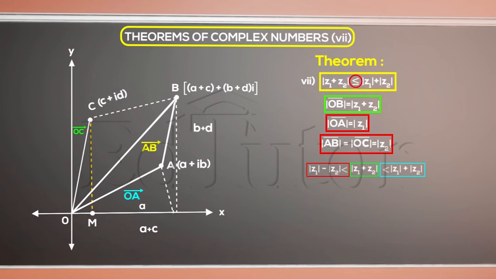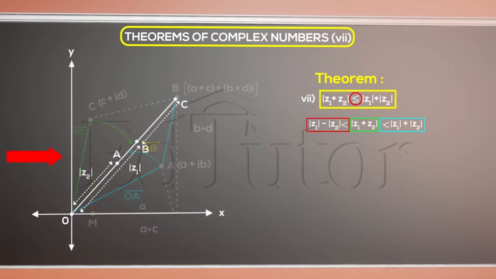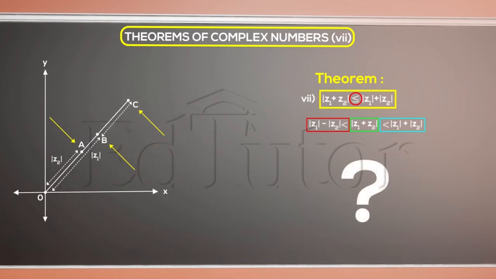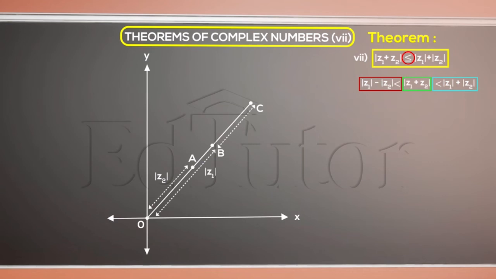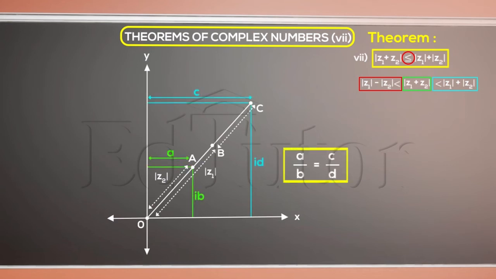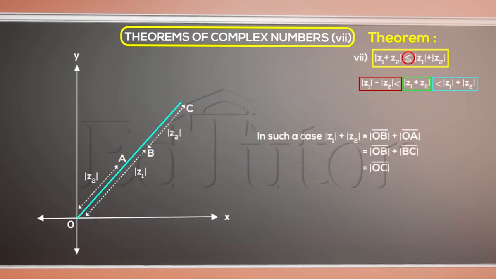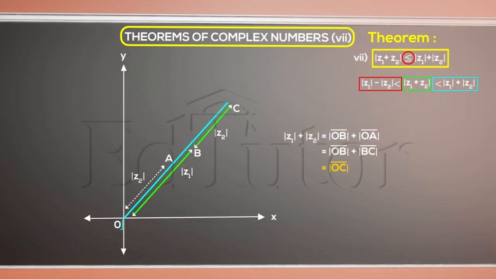Well, in order to obtain equality, these points should have been collinear like this. When would that happen? Well, you already know that collinear points have an equal ratio of their coordinates, right? Thus, in our case, the ratio of the coordinates of point A should be equal to the ratio of the coordinates of point C to get to the collinearity between A, B and C. And if that happens, then the sum of z1 and z2 will be equal to this after simplification, where OC is none other than the sum of z1 and z2, as you can see in the diagram.